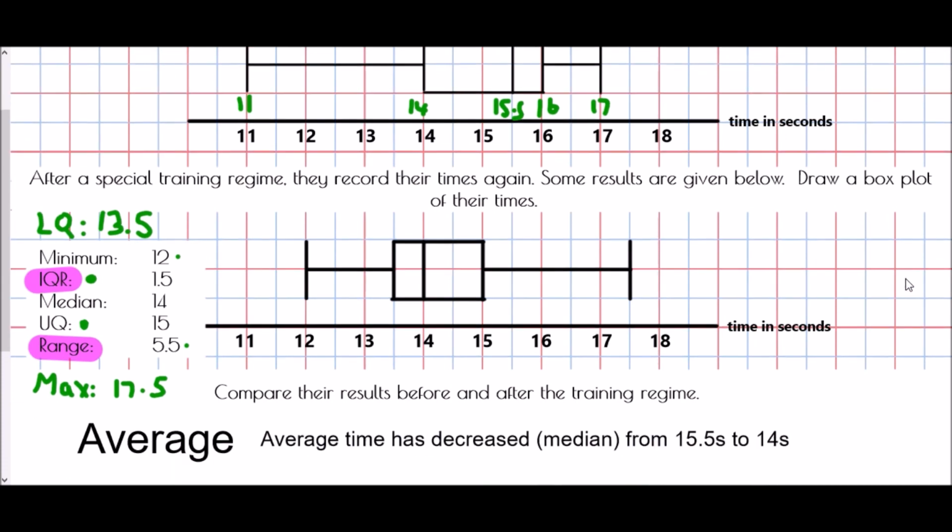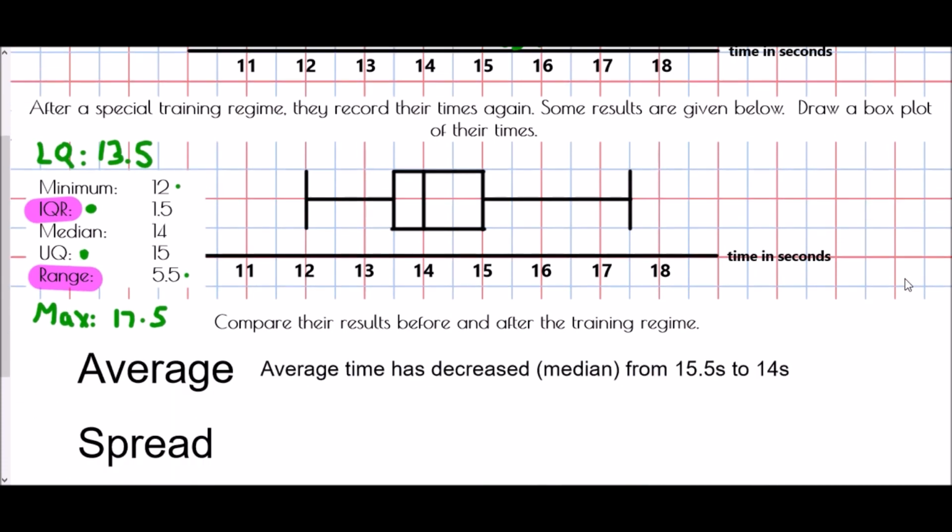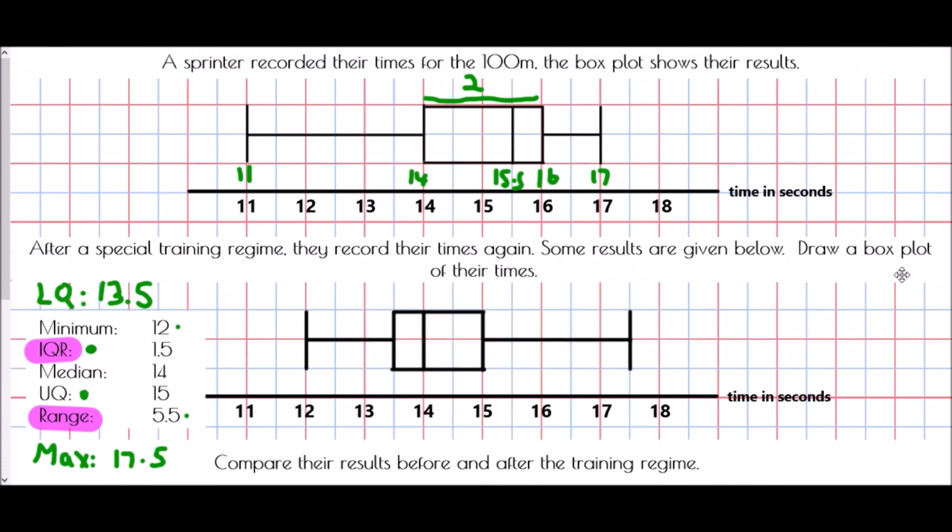Next, we're talking about spread. Now, as it's a box plot, the whole point of a box plot is that we want to be talking about the interquartile range. It's a massive feature of the diagram, and so it's an important feature. And so what we want to be doing now is comparing our interquartile range.